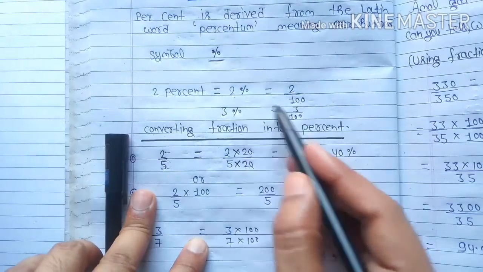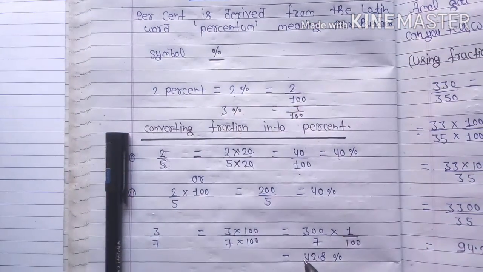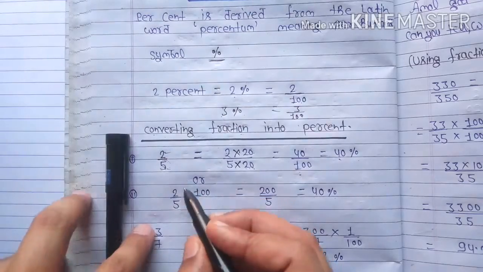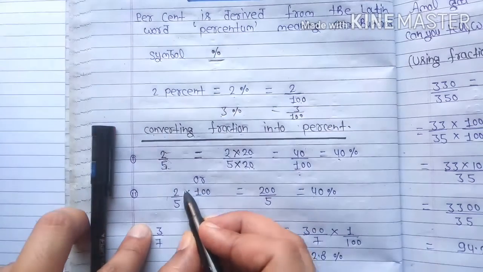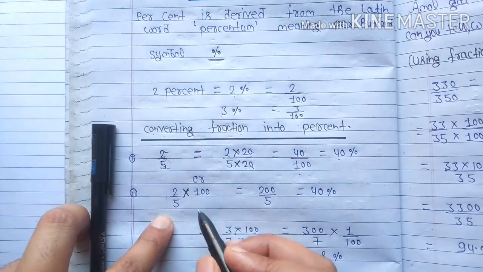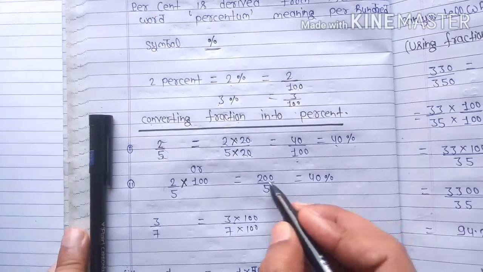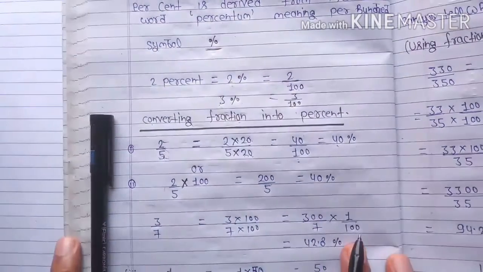2 upon 100 is 2%, 3 upon 100 is 3%, 40 upon 100 means 40%. I hope it's clear, students. The next method: if there is a fraction 2 upon 5, then we multiply by 100. We multiply 100 into its numerator, then we get 200 upon 5. 5 fours are 20, 0, it means 40%.